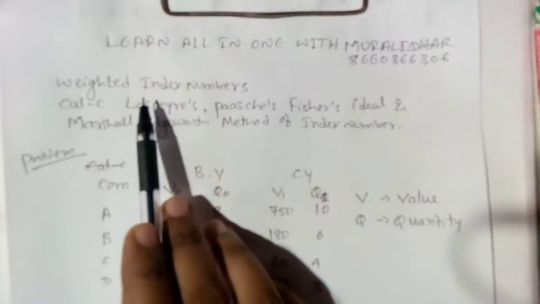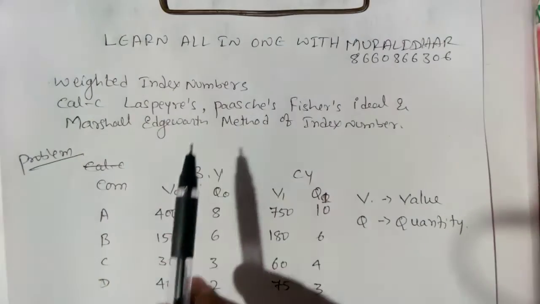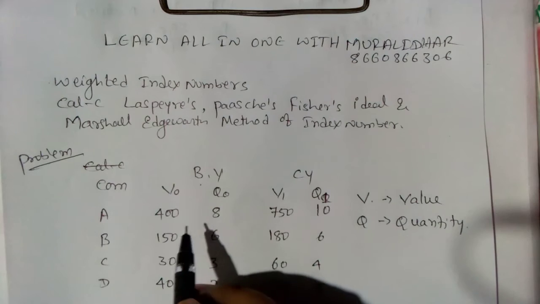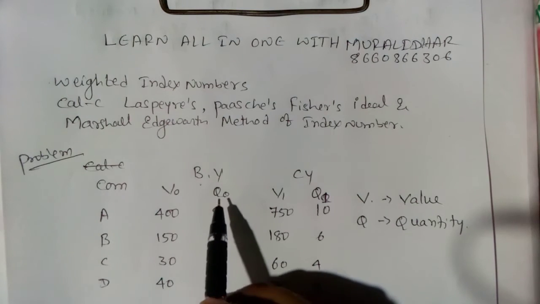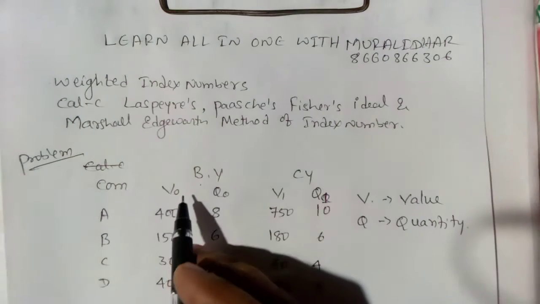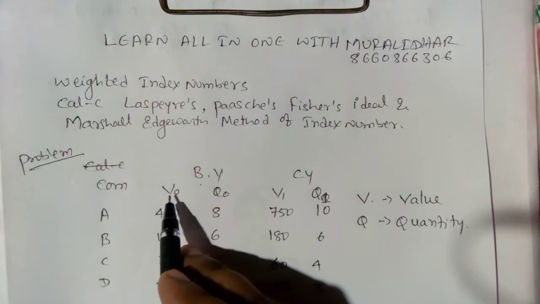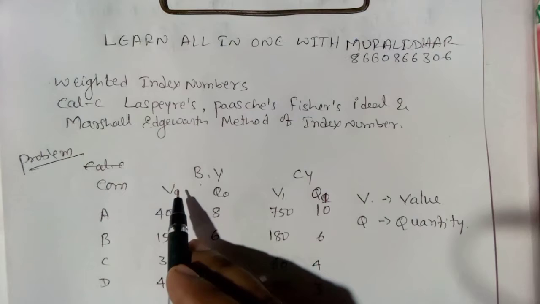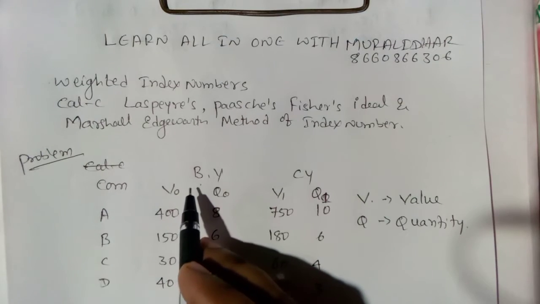Today, we are discussing the topic of a weighted index number. In that, the problem is very different, because in all the problems they are provided the prices. When they have not been provided the prices, when they have been provided the value, how to find out the price?